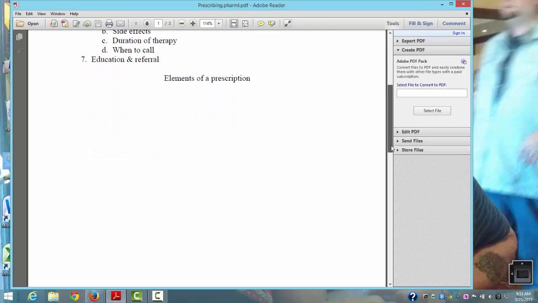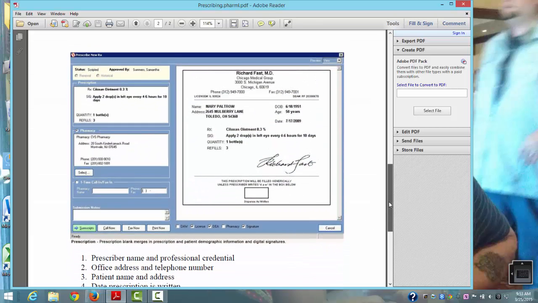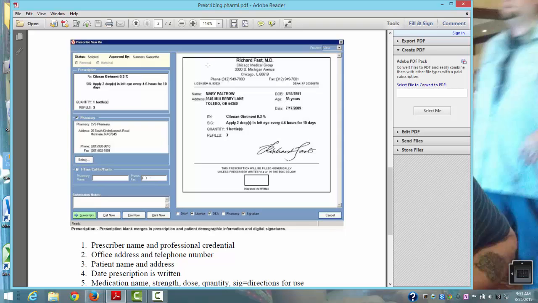So let's scroll down here to elements of a prescription. In the elements of a prescription, you can see on this example the prescriber's name, Richard Fast, MD, medical group, address, Chicago, Illinois, phone number, fax number, then his license number, DEA. So you may have this, or depending on your state, you could have just the practice that you work in, and then your supervising physician, and then your information would need to be on there.